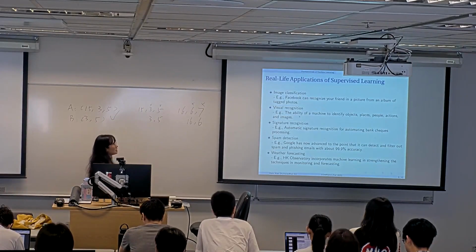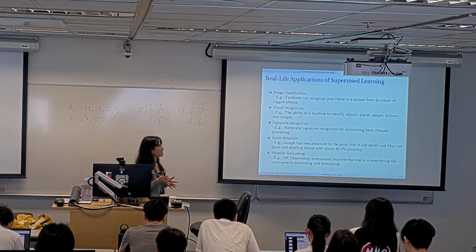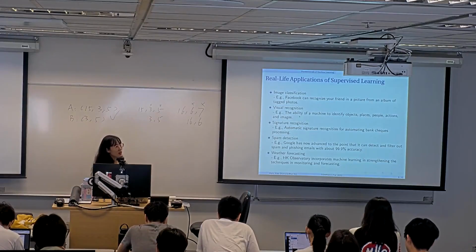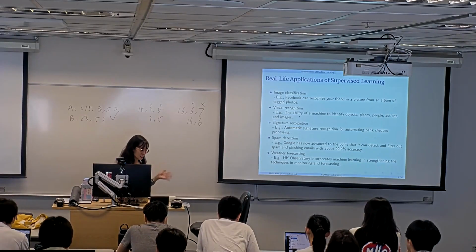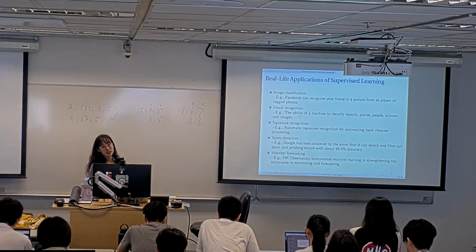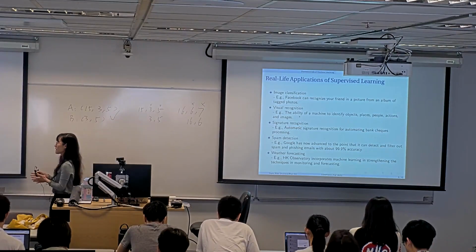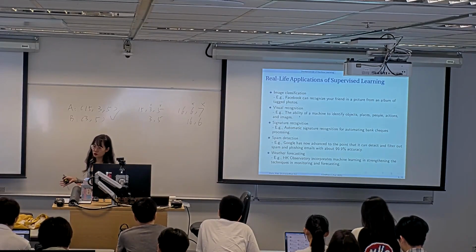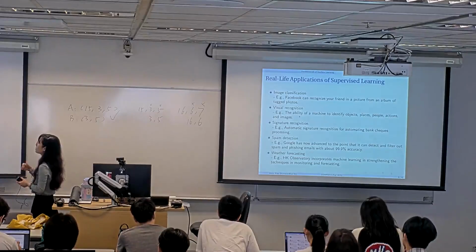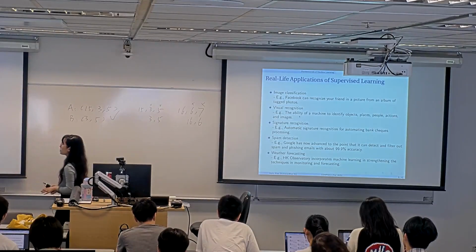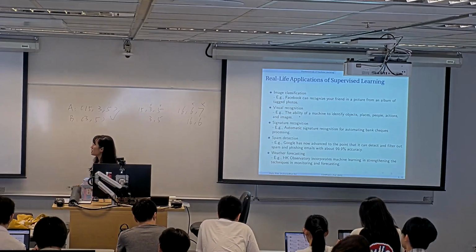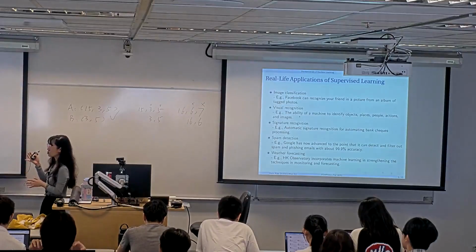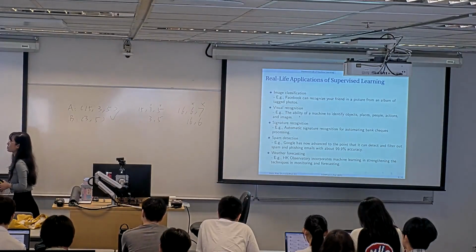All right, then let's see some real-life applications of supervised learning. Basically, all these classification or regression tasks use supervised learning, like image classification. For example, Facebook can recognize your friend in a picture from an album of tagged photos. That's classification. And visual recognition, the ability of a machine to identify objects, places, people, actions, and images, also uses supervised learning. Signature recognition.